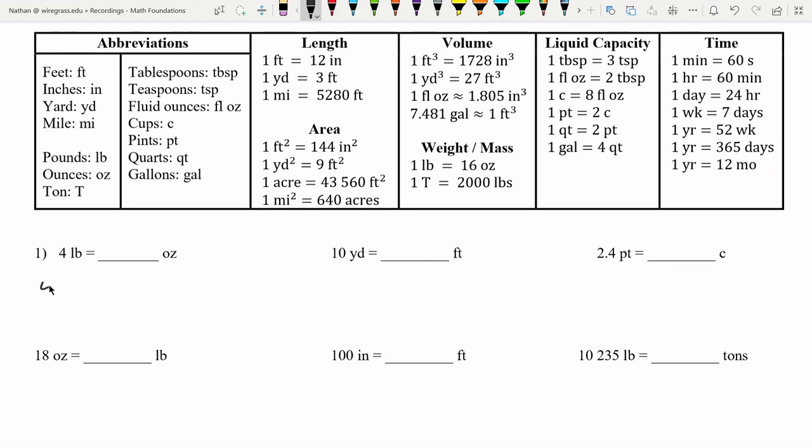So I need to convert 4 pounds, or 4 pounds over 1, times, and I can either write it as 1 pound on top or 1 pound on bottom. I want to get rid of the pounds, so I'm going to write 1 pound on bottom, and the 16 ounces is going to go on top. So 1 pound is 16 ounces. This is the unity fraction. And pounds cancel. We get 4 times 16 is 64 ounces on the top. 1 times 1 is 1, which is just going to be 64 ounces.